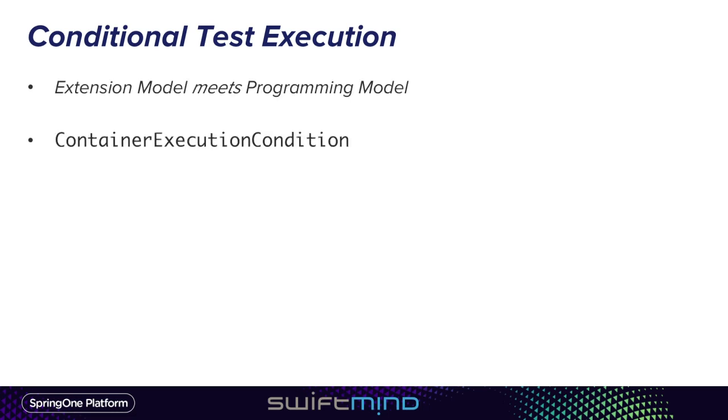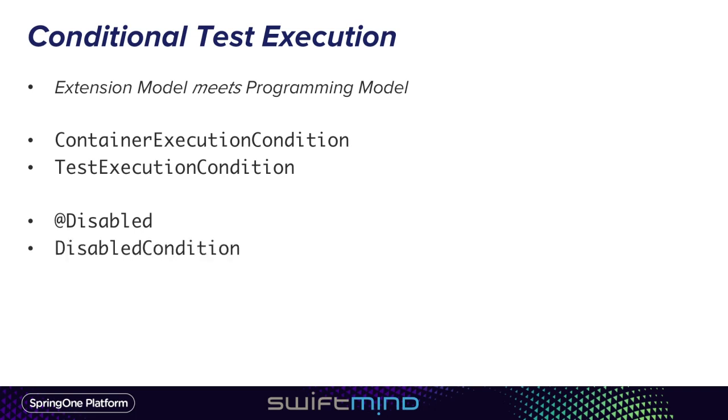Conditional test execution. Again, this is where the programming model meets the extension model. These two types, the container level and the test level. @disabled itself is an implementation of one of these, or actually both of these combined. And there's a disabled condition. You can look up the source code for that if you want to see how to write your own. One of the really cool things, and the reason for the next statement, eating our own dog food, is that we didn't want to make @ignore like in JUnit 4, where it's just hard-coded in, baked in.